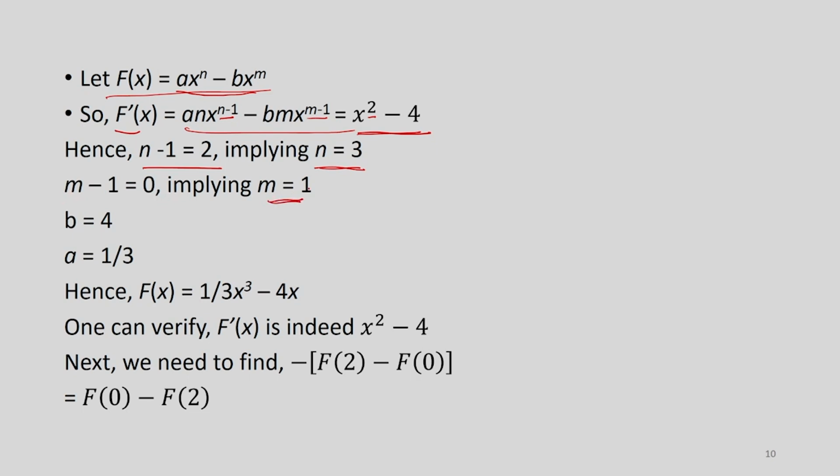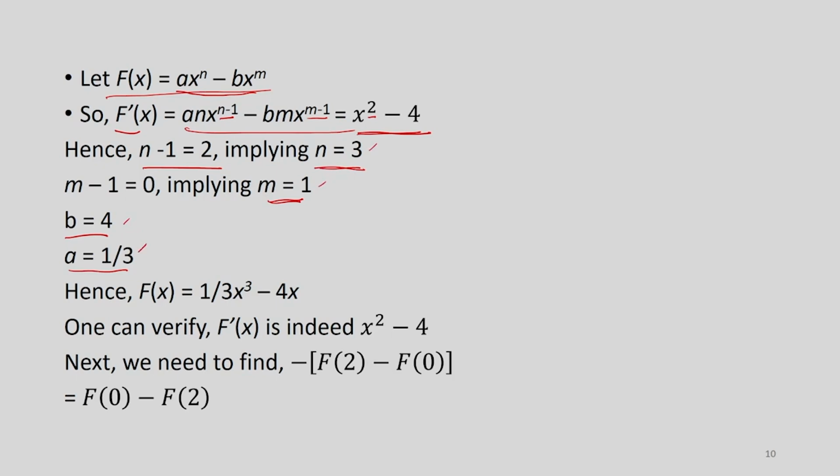So, n and m are found out, and using that I can now find out b, because minus b multiplied by 1 is equal to minus 4. So, b is equal to 4, and a multiplied by 3 is equal to 1, which means a is equal to 1 divided by 3. So, everything is now clear to us. I have found out n, m, b, and a.